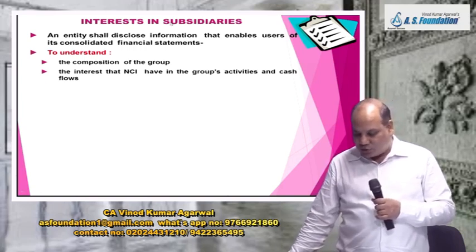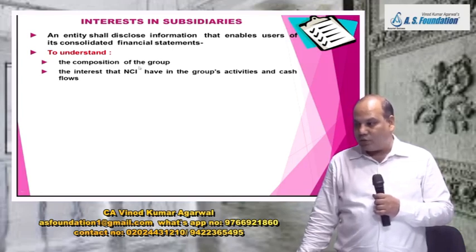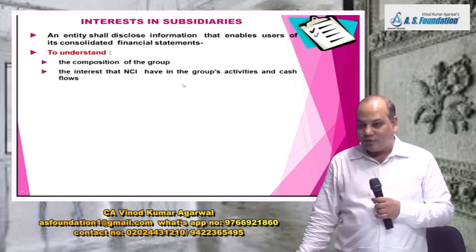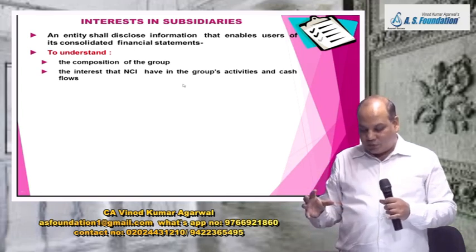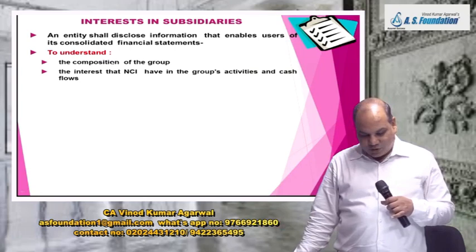An entity shall disclose information that enables users of the consolidated financial statements. So what are the disclosures relating to subsidiary? Give such information that will help users to understand the composition of the group. Composition of the group means parent, subsidiary, subsidiary of subsidiary. Whatever that group structure is, who is holding how many shares in the other entity, if possible you give that disclosure.